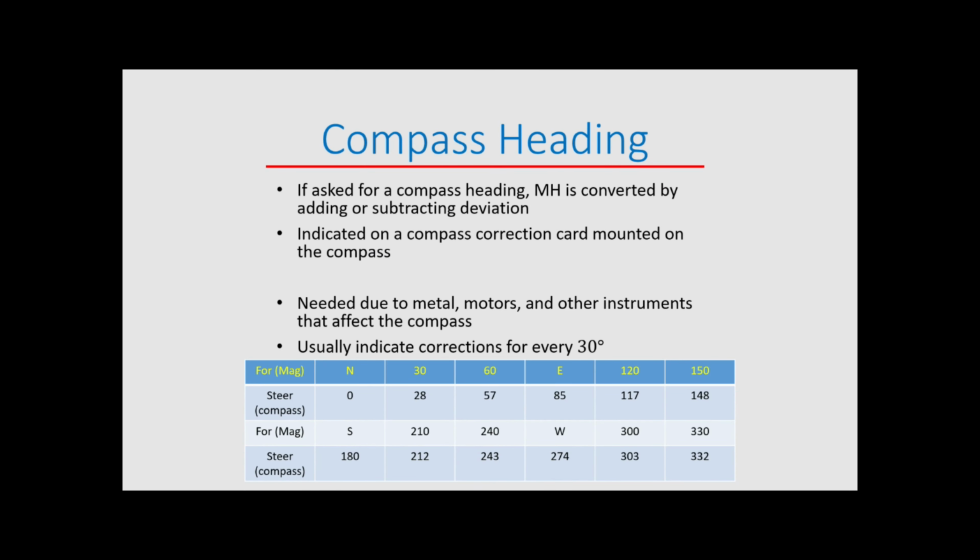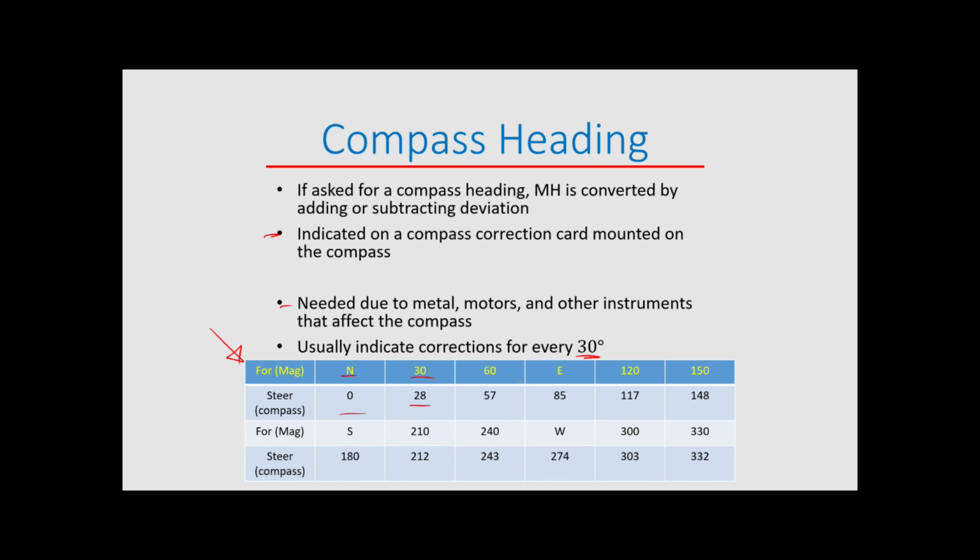If you're asked for a compass heading, your magnetic heading is converted by adding or subtracting deviation. Now, deviation can be caused by things inside the aircraft messing with your compass, either magnetic or electrical components. So these are usually indicated on a compass correction card mounted on your compass, and it looks something like this chart here. So they'll say, if you want to fly north, steer 0. If you want to fly a heading of 030, you need to steer to a heading of 028. There's a 2-degree difference between what the compass is telling you and what you actually need to fly. So keep that in mind. Again, this is needed due to metal, motors, and other instruments that affect the compass, and they usually tell you what headings to fly every 30 degrees.